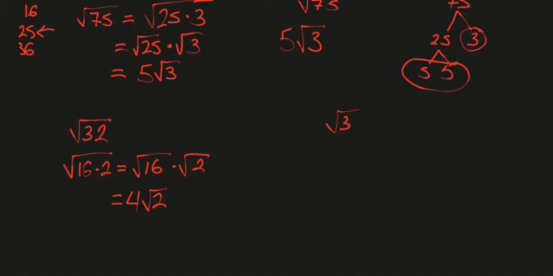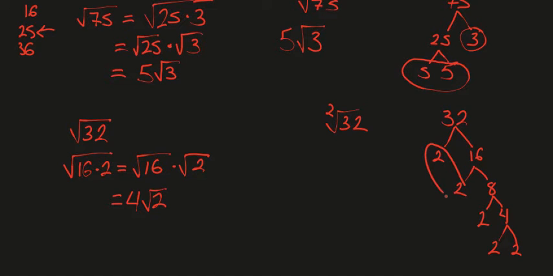The other way we can solve this radical is by doing a factor tree. 32 is 2 times 16. 16 is 2 times 8. 8 is 2 times 4. And then finally 4 is 2 times 2. And our goal here is to try to find pairs in this factor tree so that we can simplify them out of the square root.